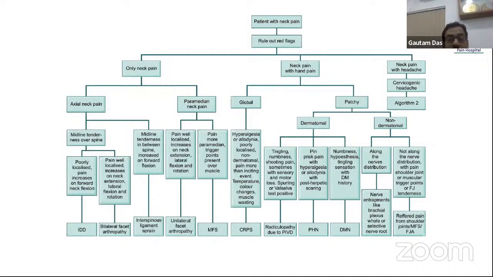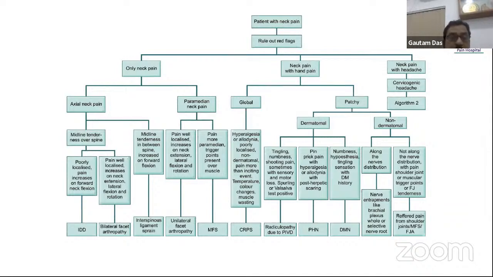Then comes your paramedian pain. Paramedian pain, two important causes. One is your unilateral facet joint. Another is your myofascial pain. They are the two most common causes of neck pain. So again, if the patient is having unilateral paramedian pain, one-sided, there are a few clinical tests, the local palpation of the tenderness, and if it is a myofascial pain, almost similar.